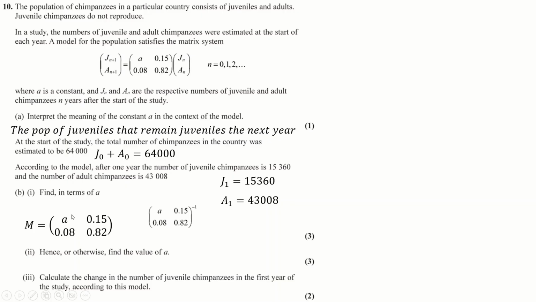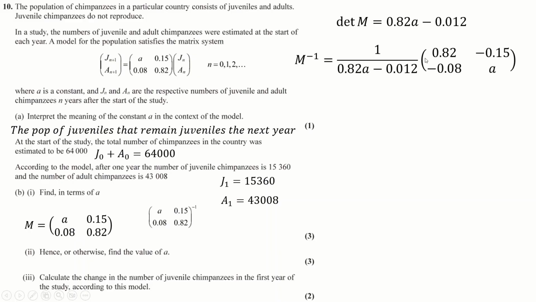So find the determinant, which is this times this minus this times this, and then swap these two over and then put these as negatives, and you get your inverse matrix. So that's 3 marks there, nice and easy. And then hence or otherwise find the value of A. Now this is a wild amount of work to do for 3 marks.